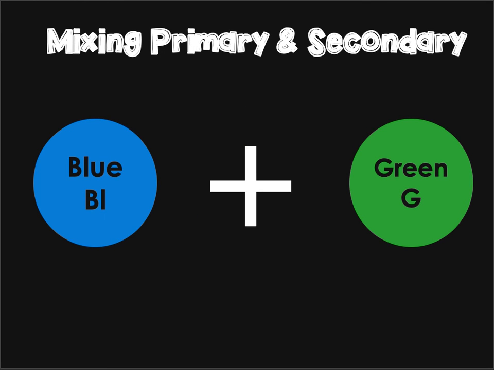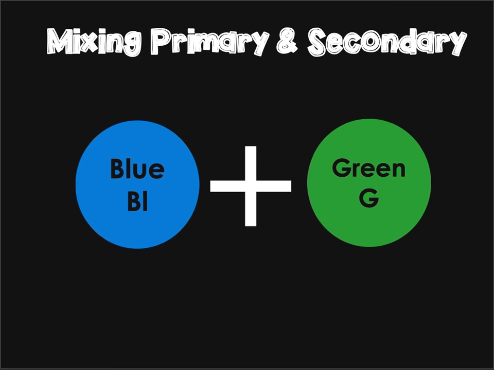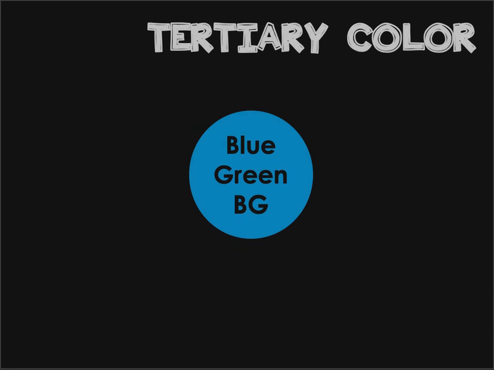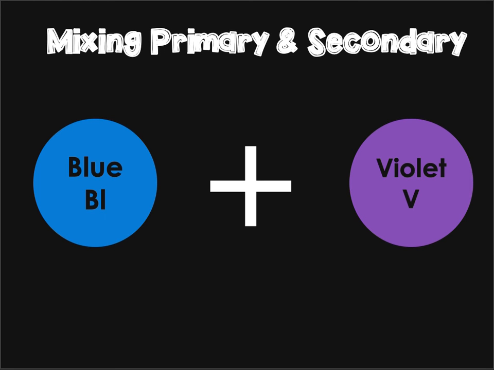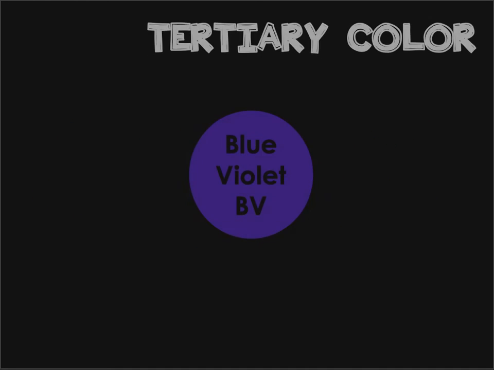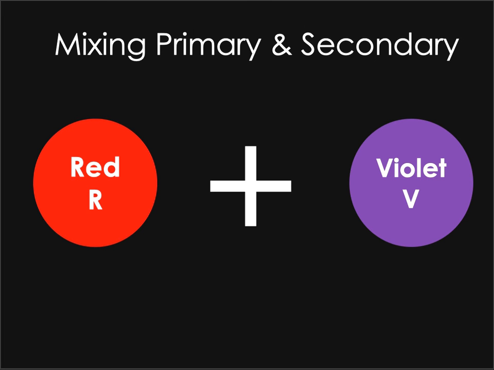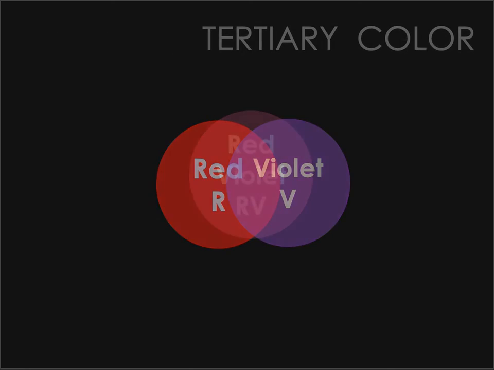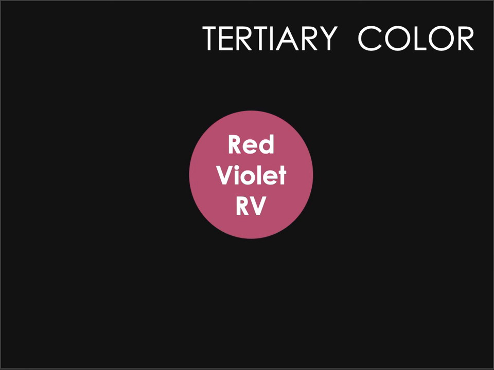Taking your primary of blue, mixing it with your secondary of green, and that's going to give you your tertiary of blue-green, or what I call bleen. Taking your primary of blue, mixing it with your secondary of violet, and it gives you the tertiary of blue-violet, or what I call blilet. Taking your primary of red, mixing it with your secondary of violet, it's going to give you the tertiary of red-violet, or what I like to call rylet.